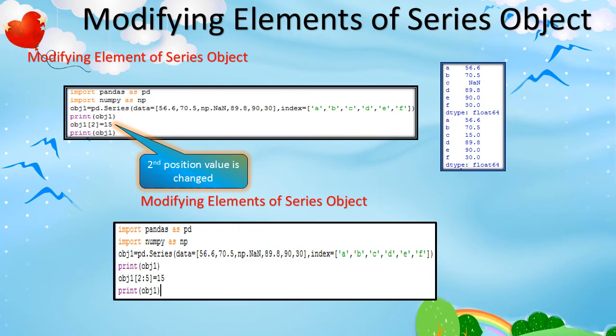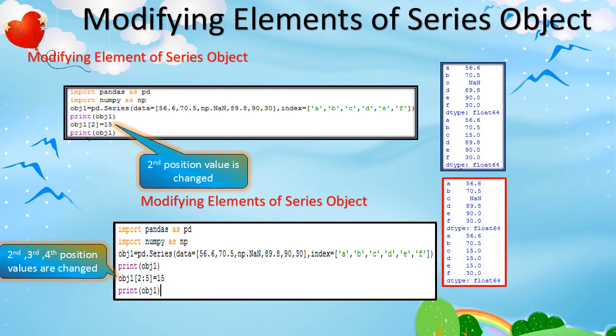And next, the first example changes only one position, the second position value alone. And here 2 colon 5: second to ending position 4, because the stop value 5 is given, 5 minus 1 is 4. So the second position to the fourth position values are changed into 15. See this output.